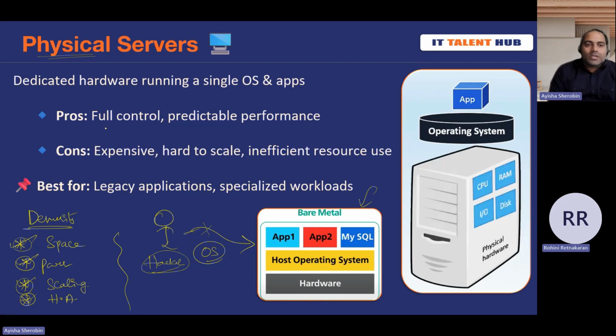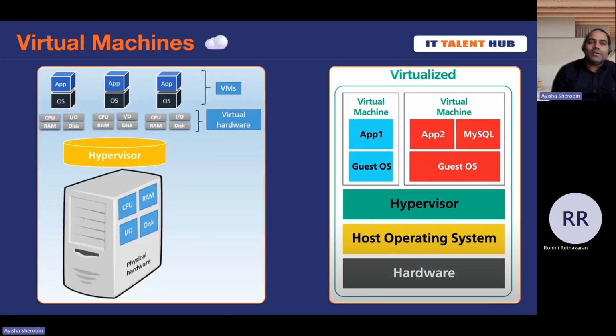So what are the pros here? We can have full control. It is going to give you predictable performance, of course, but scaling and high availability as well as security are concerns in a physical server. Later on, we moved from physical servers to virtual machines, where we can use the same physical server, but split that physical hardware into multiple virtual components. In the same image, we can see this is one server which has a CPU, RAM, and input output disk and all.